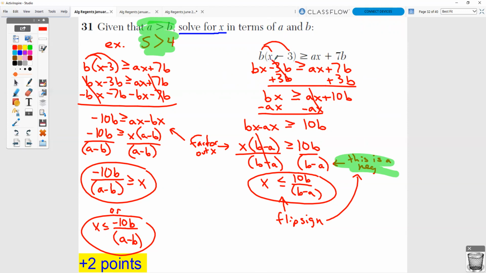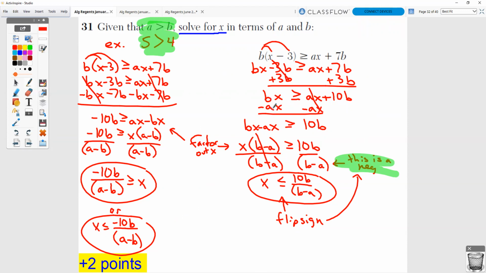Well, when we start this one off, to get the X all by itself, I'm going to do this right-hand side one first. To get the X all by itself, I would distribute and distribute to get rid of the parentheses. Now I want to get the X's all on one side of the equal sign. If you decide to get the X's over to the left-hand side, I need to get rid of this minus 3b by doing plus 3b and plus 3b. And then I would have to subtract AX from both sides.